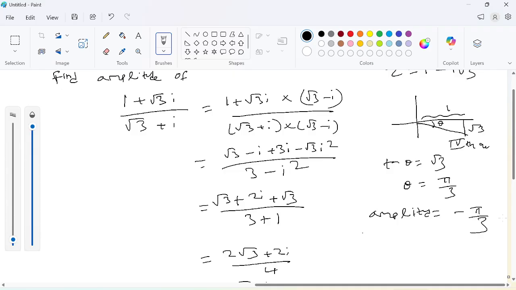And what is your general argument? For the general argument, you have to add 2n pi: 2n pi minus pi by 3. Because it is 2n pi plus theta, and theta is your minus pi by 3. Okay? Let me be clear here: the general argument is 2n pi minus pi by 3.